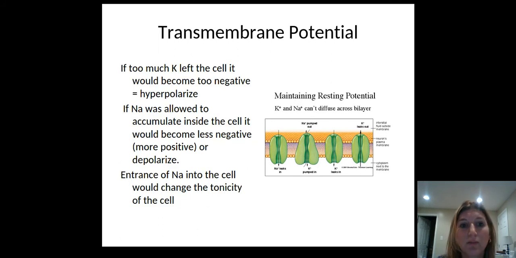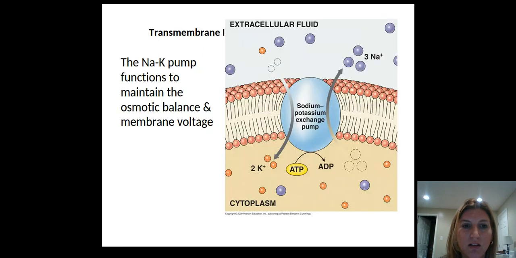If too much potassium is left in the cell, it will become too negative, and we call that hyperpolarization. Then if sodium were allowed to actually accumulate inside of the cell, it would become less and less negative, or positive, right? And that cell is then said to be depolarized. Bringing that sodium into the cell changes the tonicity, it changes that transmembrane potential, it depolarizes the cell, it makes the cell highly active, kind of wakes the cell up, and gets that cell ready to do whatever it is it's supposed to do. If it's a muscle cell, that influx of sodium is going to allow that muscle cell to get ready to contract. So influx of sodium is generally getting that cell up and ready.